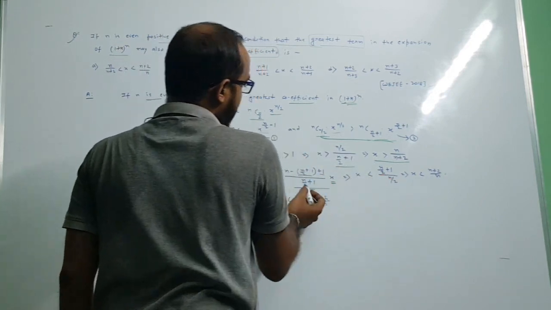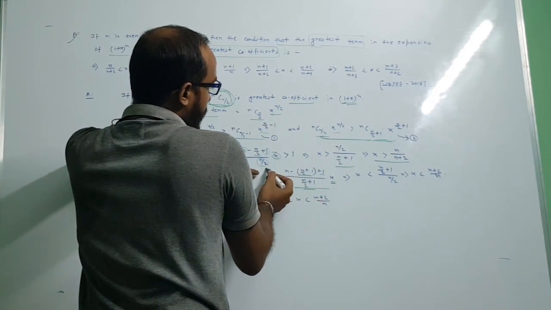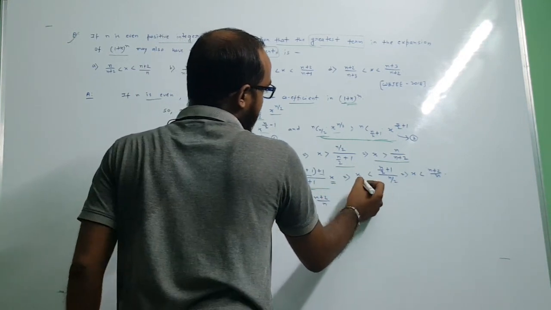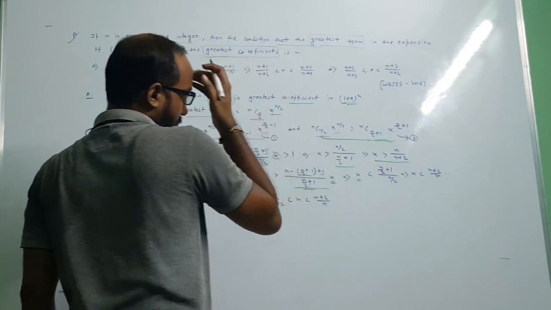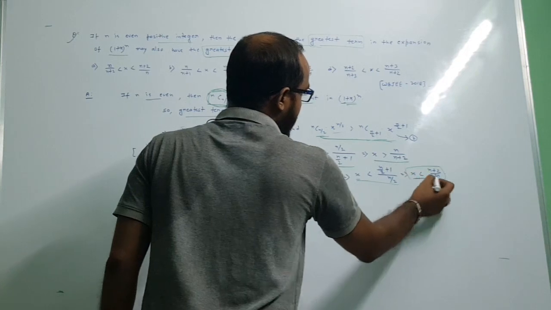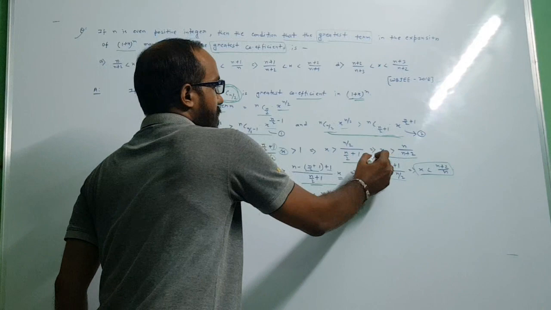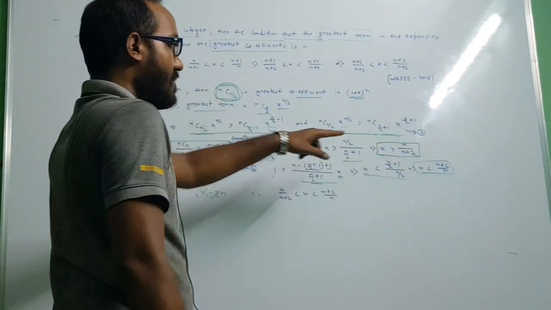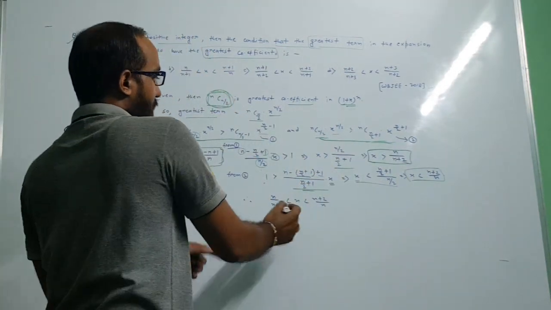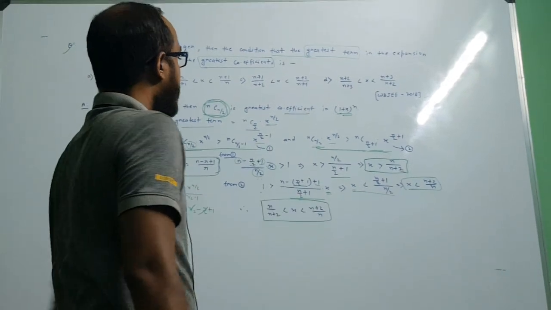Now simplify, you will get here n by 2 plus 1 divided by n by 2 should be greater than x, so we can conclude that x is less than n by 2 plus 1 by n by 2. Simplify this, you will get x is less than n plus 2 by n. So from this we got that x is greater than n by n plus 2, and from this we got that x is less than n plus 2 by n. So x lies within n by n plus 2 and n plus 2 by n.